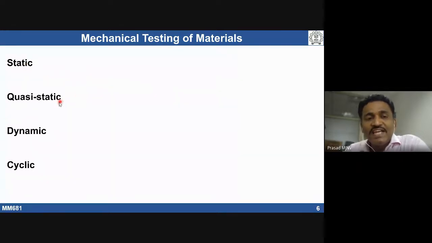Tensile testing, axial testing are also quasi static testing. Creep testing, stress relaxation are static, with a very slow rate of deformation. Quasi static means the rate of deformation is slightly higher. Static means the strain rate is typically less than 10 power minus 5 per second. Such a low strain rate we call static testing.